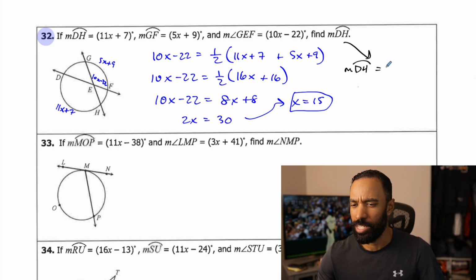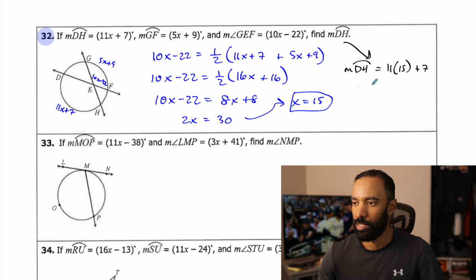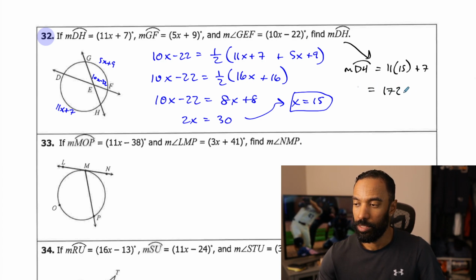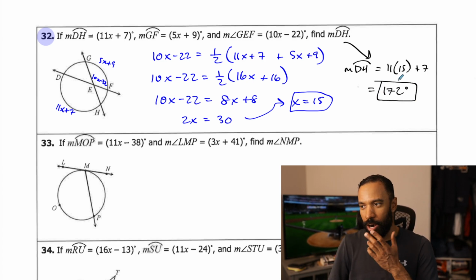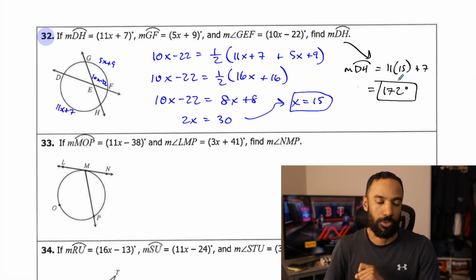And that is 11 times 15 plus 7, which is 165 plus 7. 172 degrees. Still less than 180, being a minor arc. Got pretty big, got pretty up there. I think that's right. Okay.